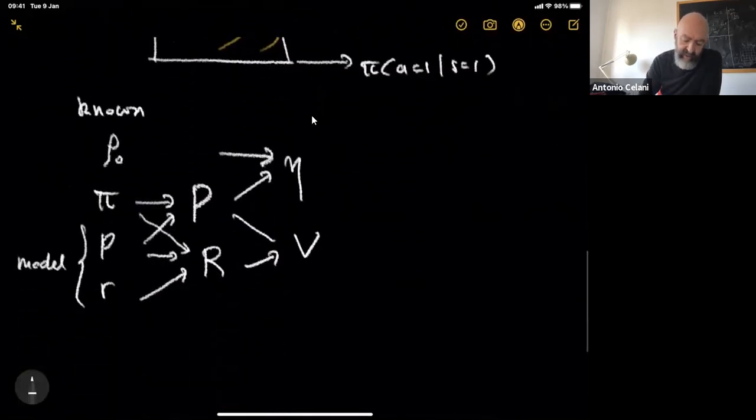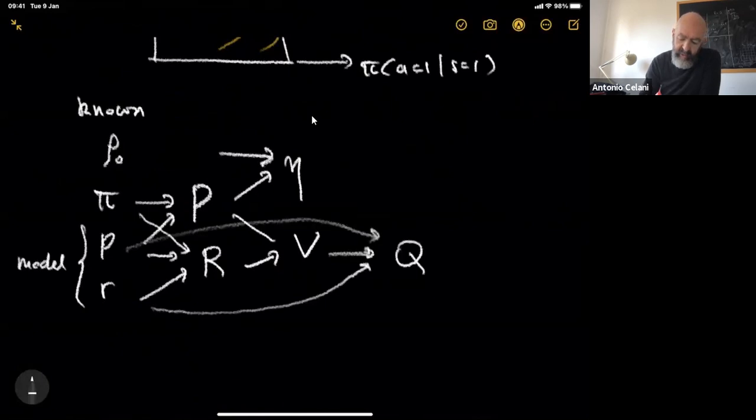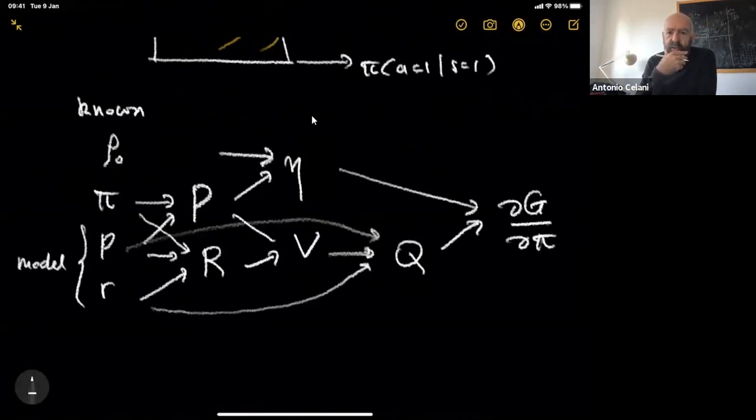These things are already in stock. This object here is also known. So the three of them together give me the Q. And eta and Q together give me my dG in d pi. So this is the flow of operations that you have to do. If I give you a policy, you will be able to compute the gradient, given all the other side information, which is important. That is, what is the initial distribution of states? What is the transition probability small p? And what is the reward structure small r?